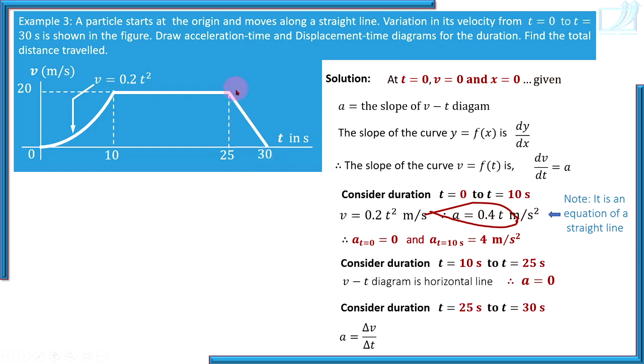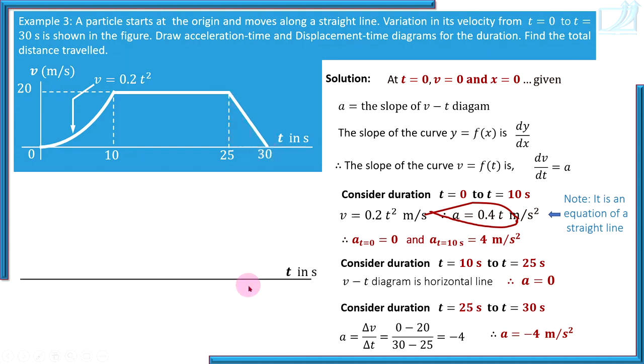slope of this inclined line. Slope of a straight line, delta y by delta x. In this case, delta v by delta t. So what is change in velocity? Final velocity 0, initial velocity 20, and its base is 30 minus 25, that is 5. So what is slope? Minus 4. Of course it is downward slope, so you should get negative answer. So acceleration is minus 4 meters per second square, and it is constant. VT diagram is a straight line, means slope is constant.